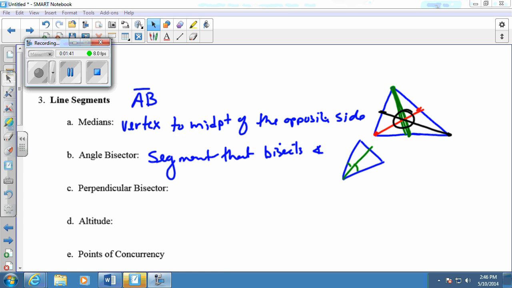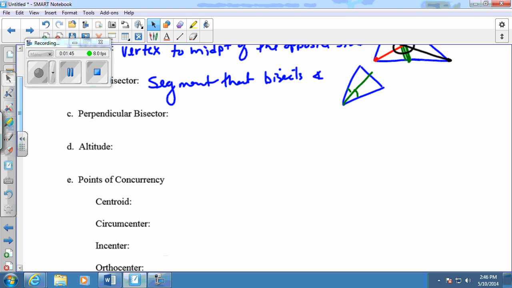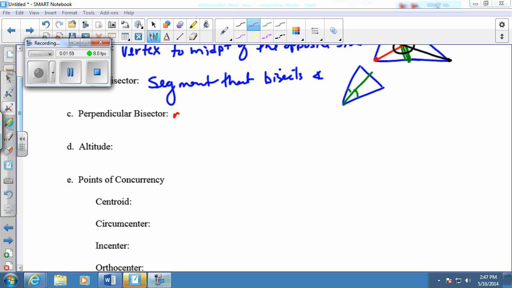We have a perpendicular bisector. If you remember, the word perpendicular means it's going to hit something at a 90 degree. So perpendicular goes to the midpoint of a side and is perpendicular. So midpoint of a side and perpendicular. So what does that look like?